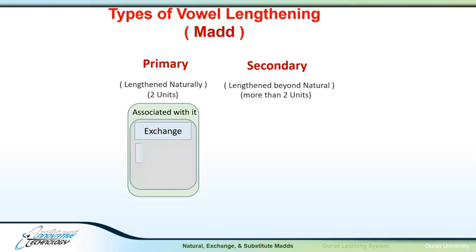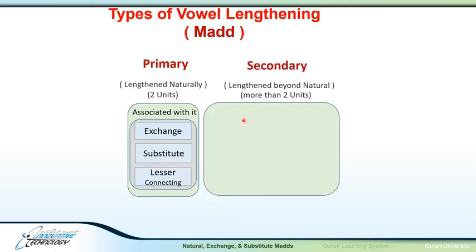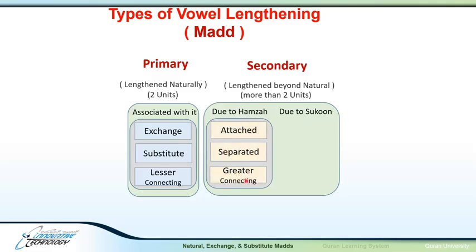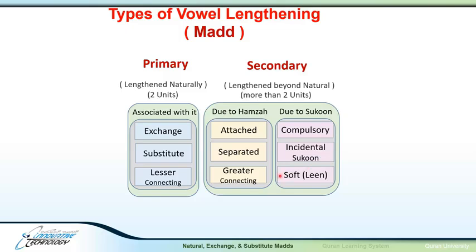There are the exchange, substitute, and lesser connecting meds, 3 types of med in addition to the primary, while the secondary med is further classified under 2 categories based on what causes the lengthening beyond natural, where it can be caused either by a hamza or by a sukoon. Those that are due to hamzas are 3. They are the attached, separated, and greater connecting med. Those that are due to sukoon are the compulsory med, the incidental sukoon med, and the soft lean med.